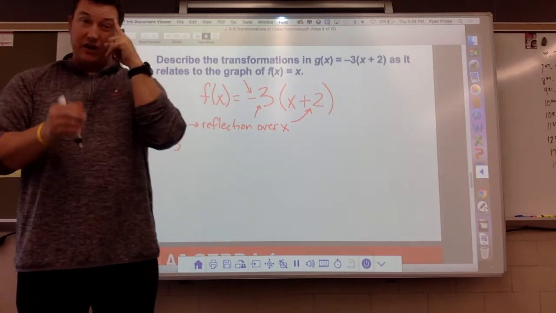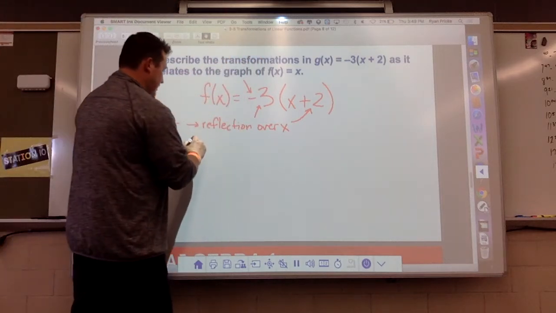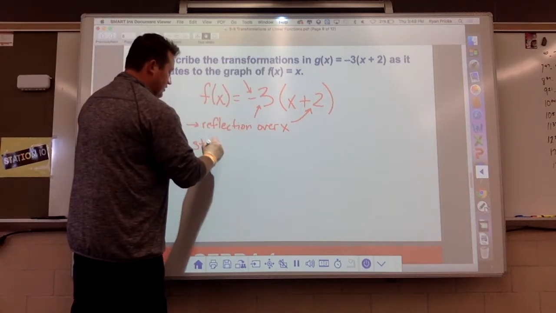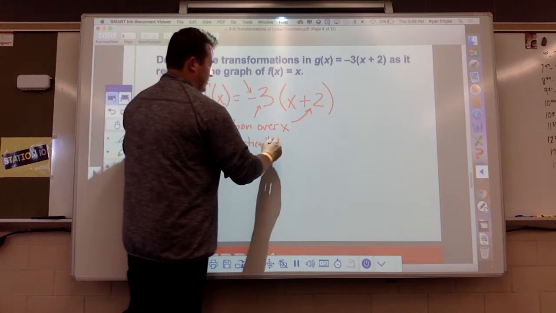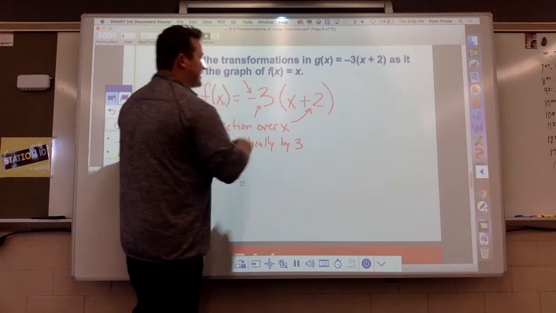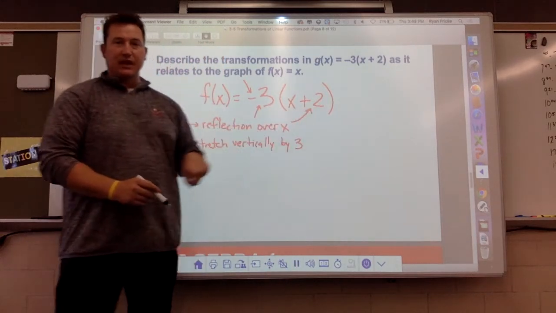Okay? Move number 2, the 3, right? Think about what does the 3 do? It's not in parentheses. It's outside the parentheses. This is a stretch vertically, right, by a factor of 3. My last move is this plus 2.